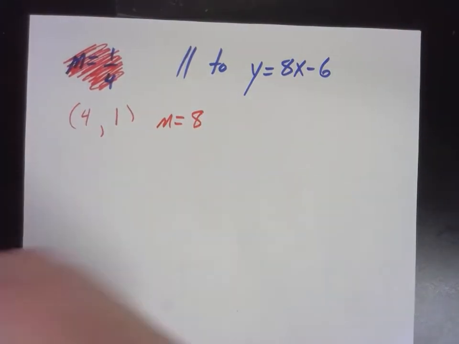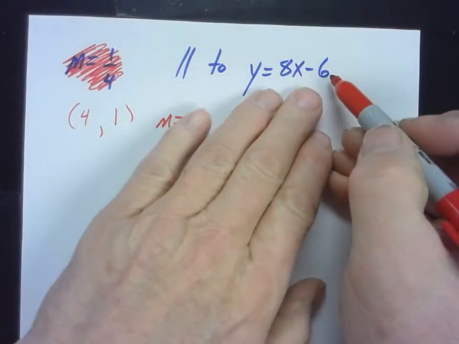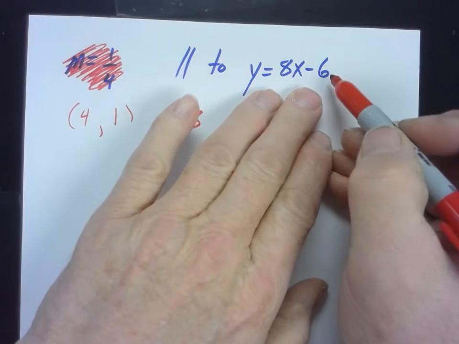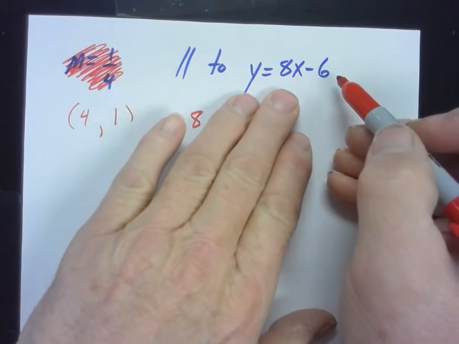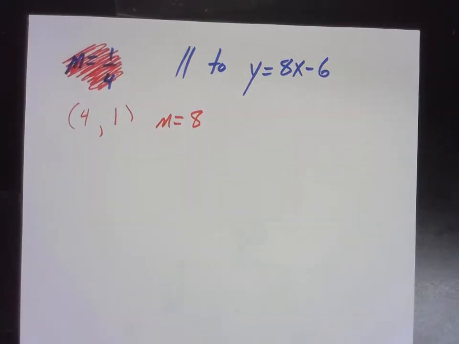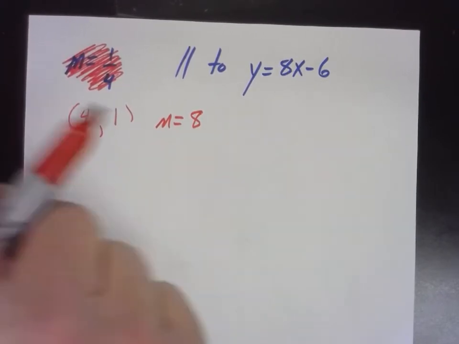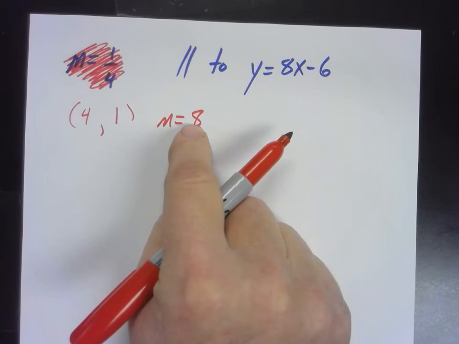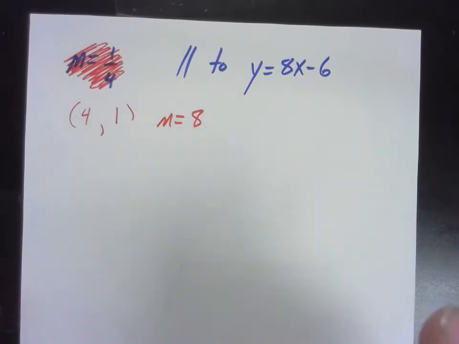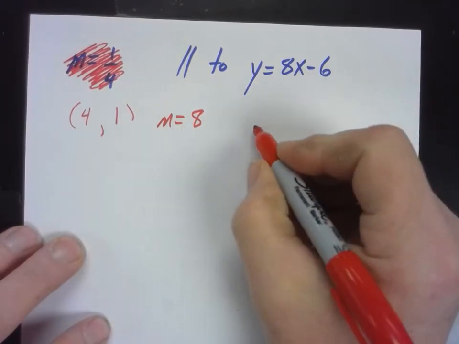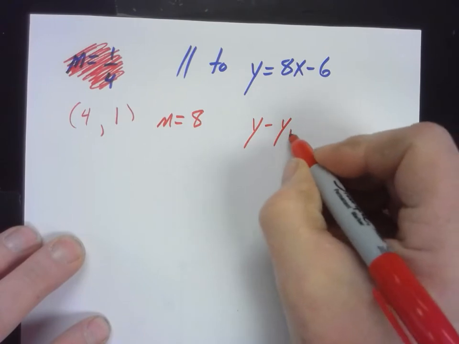So I don't care about the rest of the line. I don't care about the y-intercept or anything like that. When I say I want it to be parallel to this line, that's just a sneaky way of saying, here's the slope that we want it to have, right? So if I have a point and a slope, how am I going to write the equation? Point slope form. That's right. If we have a point and a slope, we're going to use point slope form to write the equation.